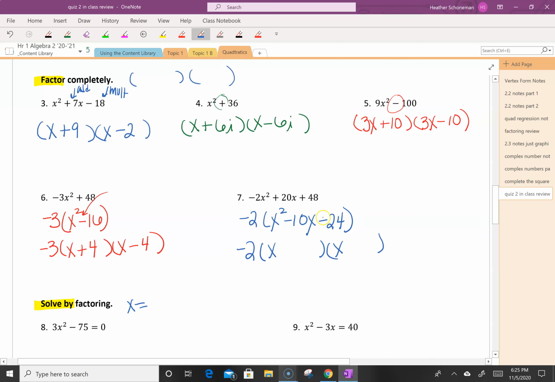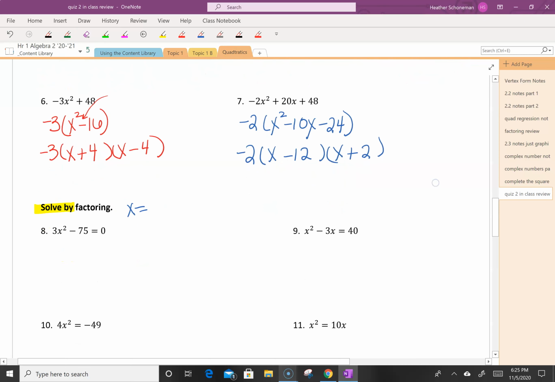Two numbers that multiply to negative 24 and add to negative 10 would be negative 12 and positive 2. Negative 6 and 4 don't work because they add to negative 2 when I add them together, right? So not every combination is going to work. You got to pay attention to your signs.